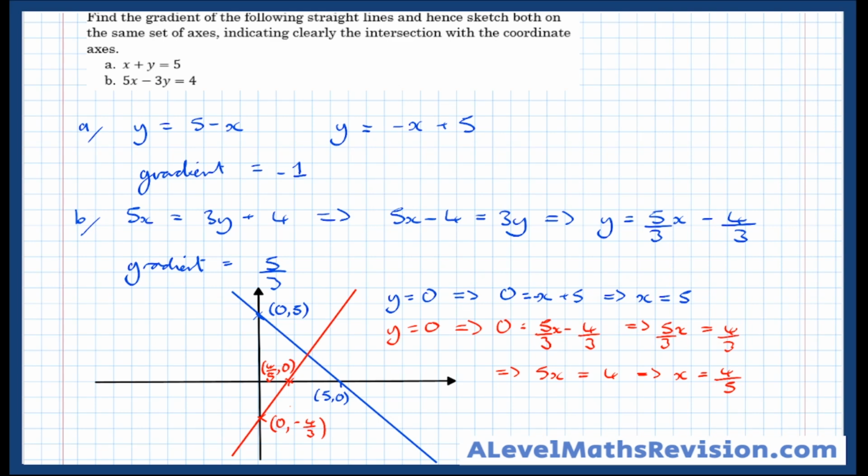There's our sketch, and the only thing left to do is label each line. So this one here is y equals 5/3 x minus 4/3, and this one here is y equals 5 minus x. And there we have it, the gradient of a line. So now have a go at the questions, checking each answer as you go, and then move on to the next lesson.